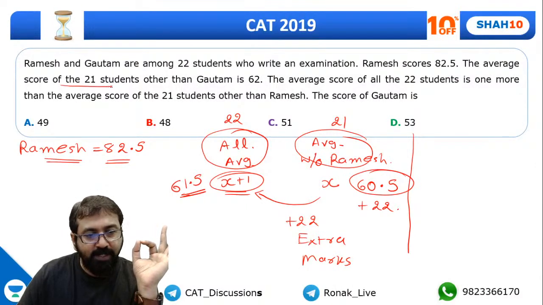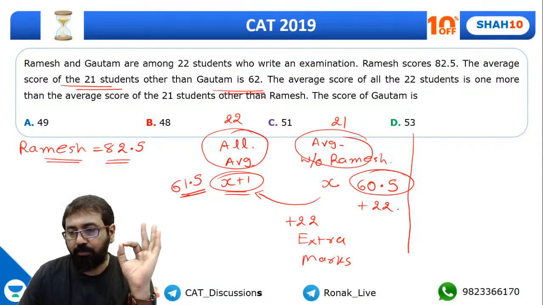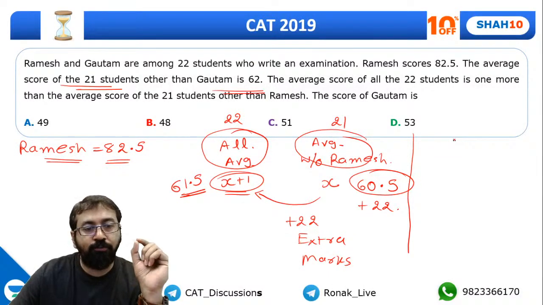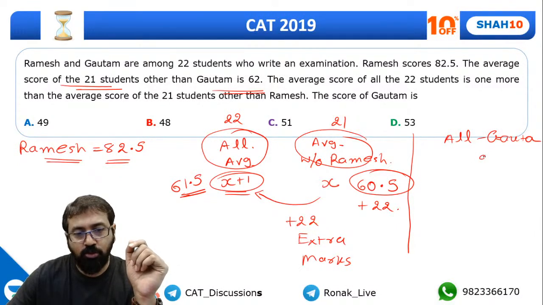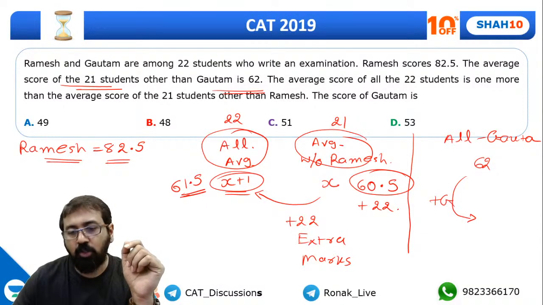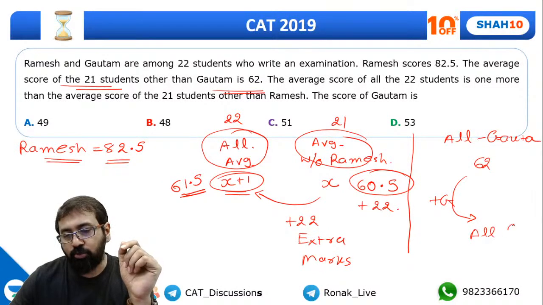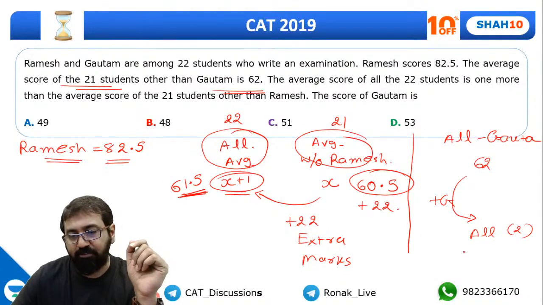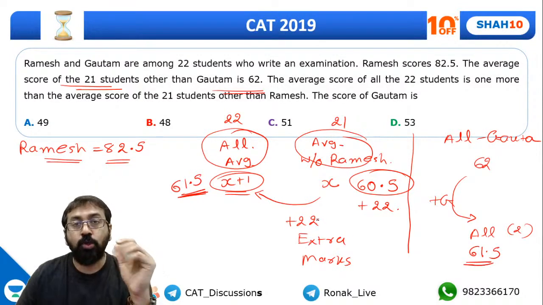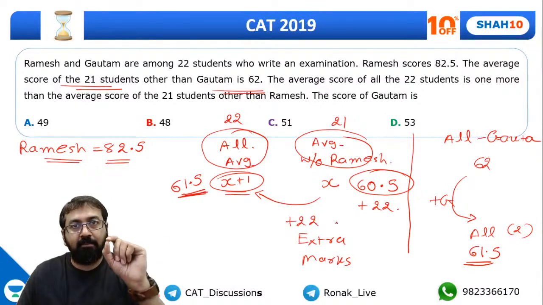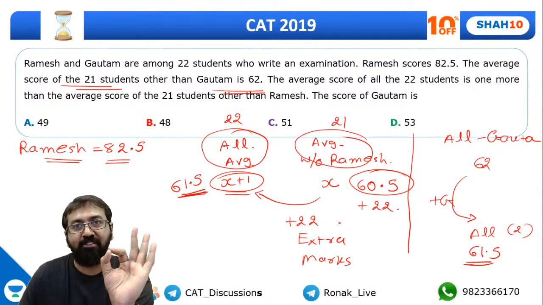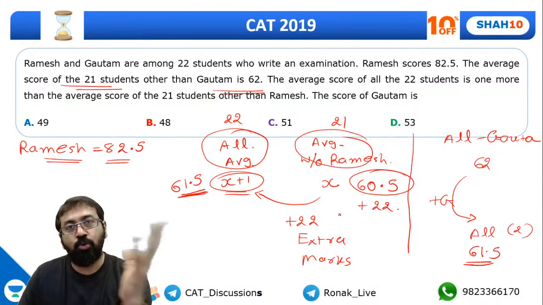The average score of 21 students other than Gautam is 62, right? So all minus Gautam is 62, correct? And when we include Gautam, the average score of all 22 students becomes 61.5. So can I say that because of the inclusion of Gautam, the average score of all 22 students is going down by 0.5?